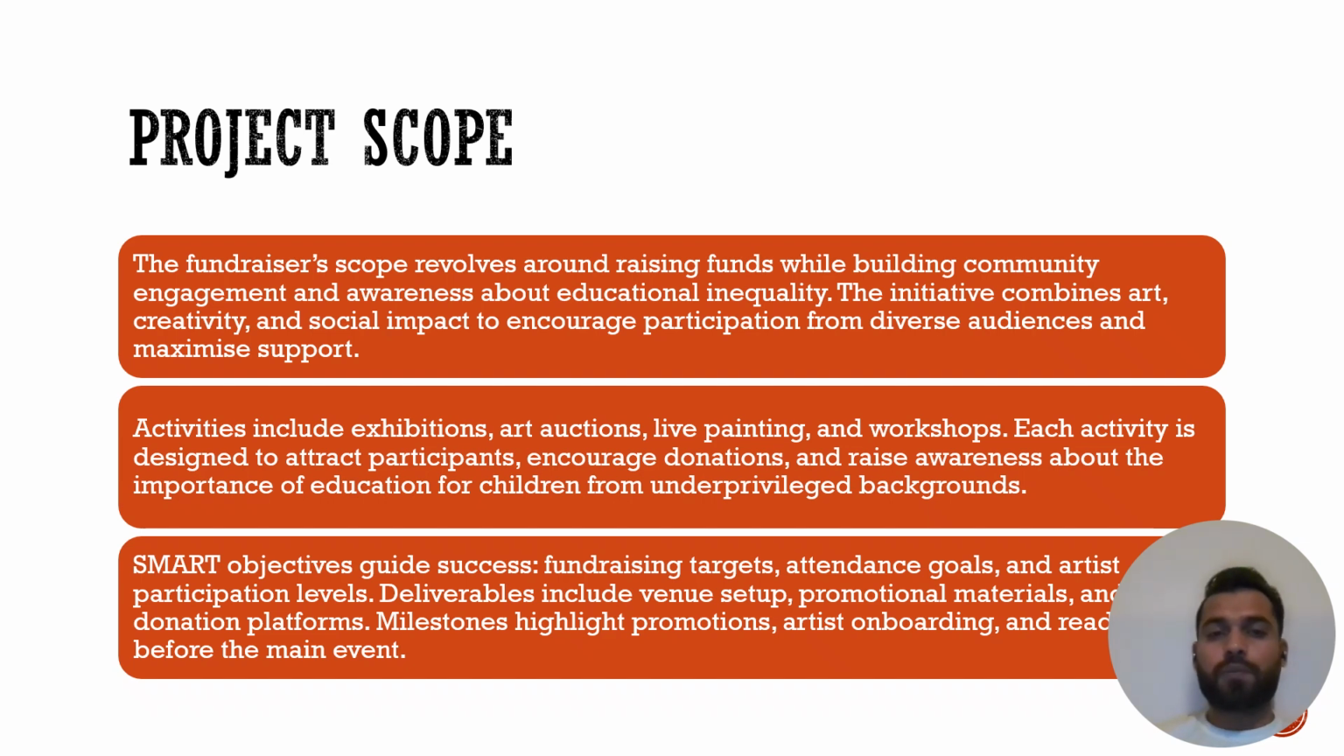The scope of the project extends beyond fundraising. It emphasizes building community unity and awareness around educational inequality. Activities include auctions, exhibitions, and workshops. SMART objectives keep us focused, ensuring measurable success in the fundraising, attendance, and artist participation, while delivering clear outcomes like venues, promotions, and donation platforms.